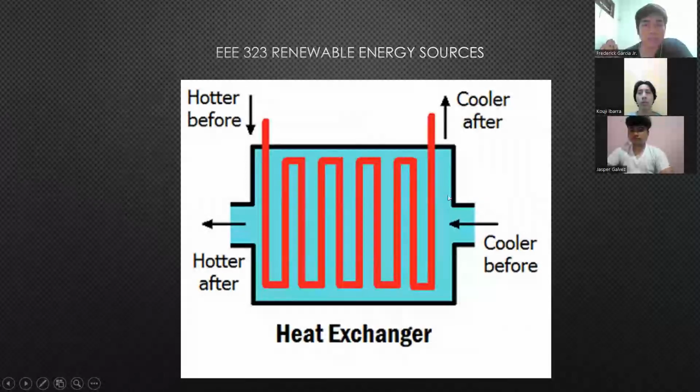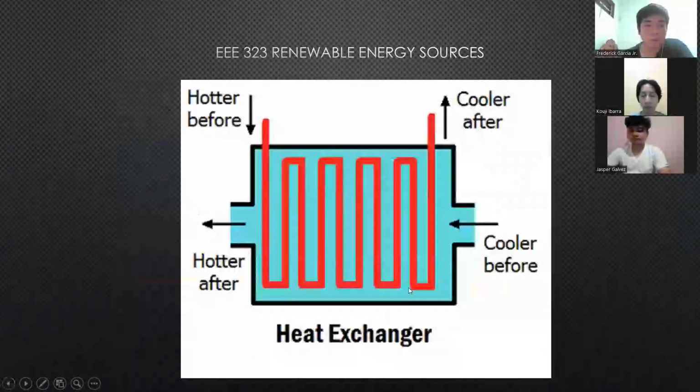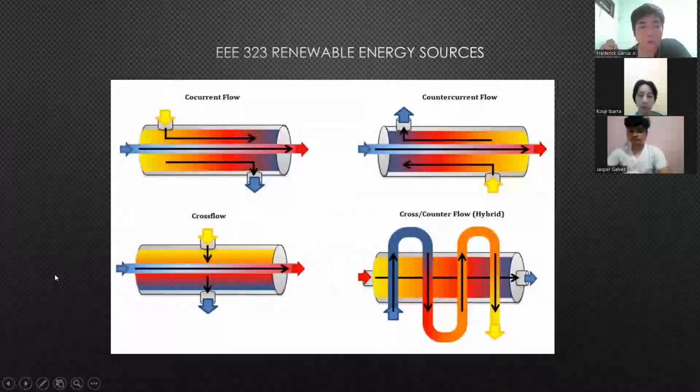Here we see the heat exchanger, wherein the hot salt exchanges its heat energy into the water. Cooler before, the water enters and becomes steam as it exits. Hot salt, or hot liquid, enters here, dumps all its heat energy into the water, and becomes cooler afterwards. Here we see the different types of flows: the concurrent flow, the counter-current flow, the cross flow, and the cross-counter flow, which is just a bunch of different ways to pipe this heat exchanger. All have their own pros and cons.